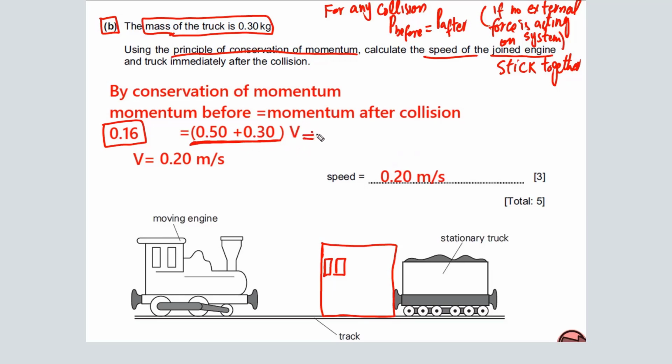So sometimes in question this will be given to you, the V, this is the common velocity, means they have the same velocity. So we can also write down this is the common velocity. Now just do simple mathematics and we can find the combined speed. That's all for this question.